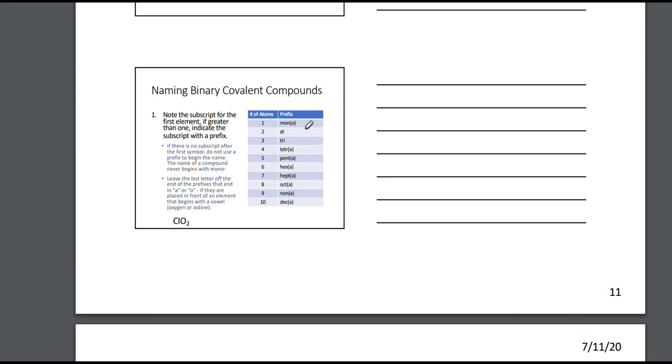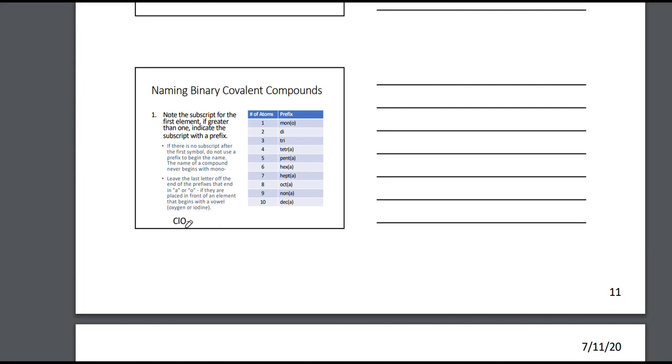Okay? Now the reason why you see the O and the A between parentheses is because there are times where we will be dropping those letters if the element that we're trying to name starts with a vowel, something like oxygen and iodine. So we're not going to use, for example, mono oxygen. We use monoxide. Or we don't use tetra iodide. We use tetraiodide, so on and so forth.